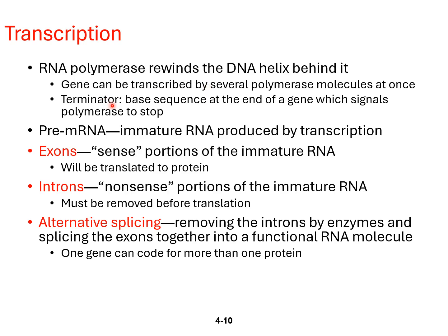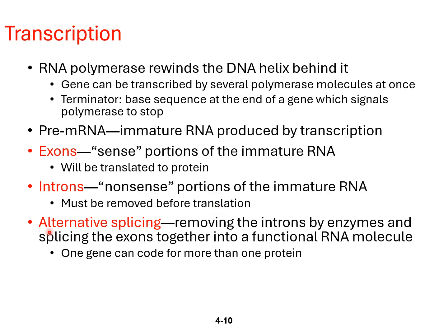The terminator is the base sequence at the end of the gene that signals the polymerase to stop. This is called pre-messenger RNA because it's still in the nucleus and it's still way too long to leave the nucleus. So you have things called exons and introns. Exons are portions of the immature RNA that will eventually exit the nucleus and translate to a protein. Introns, on the other hand, stay inside the nucleus and must be removed before it leaves the nucleus.